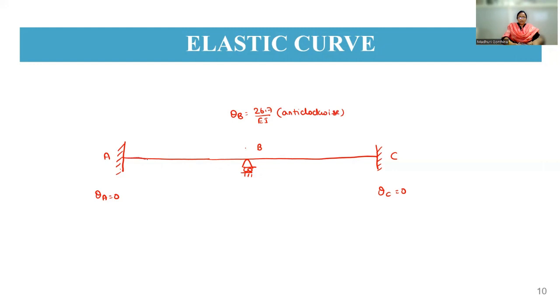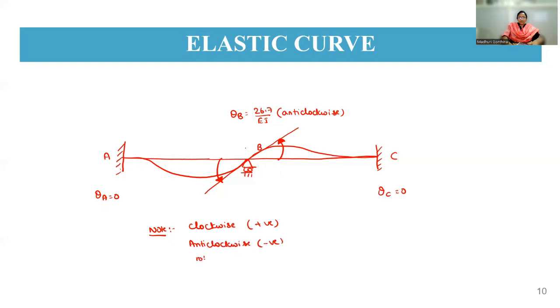Now here theta A is 0 and the curve will become like this, and again the curve will move up, and coming to theta C, it is becoming 0. Now when we draw a tangent to this, you can see we are getting the anti-clockwise rotation. That is the representation of your elastic curve. Note that if you are getting negative, it means anti-clockwise direction. A clockwise rotation is a positive value, and anti-clockwise rotation is a negative value. This is how you are going to draw the elastic curve.